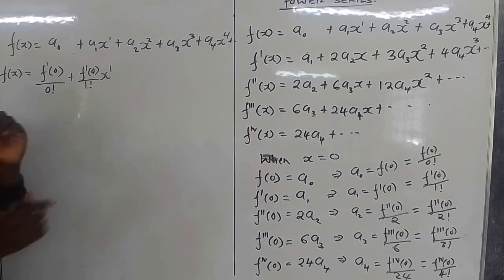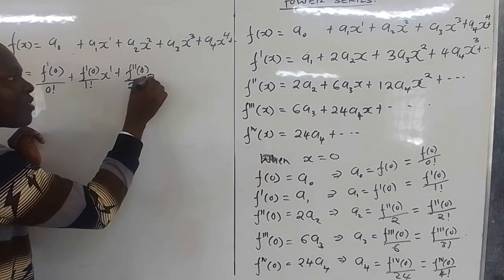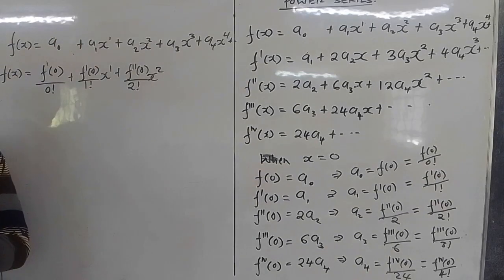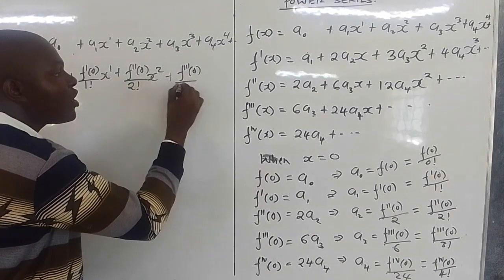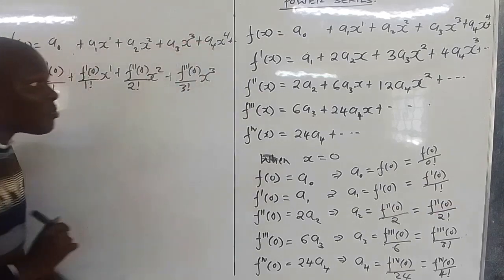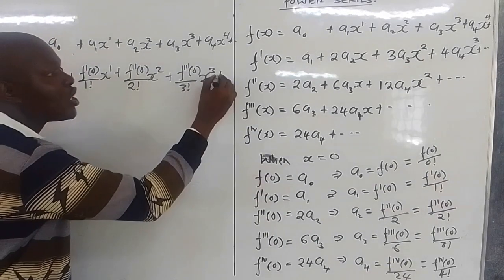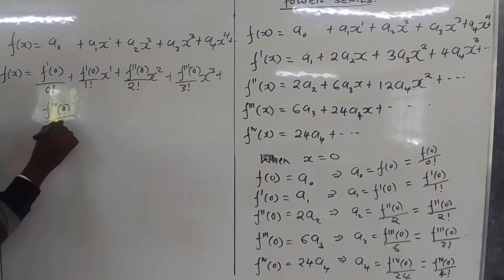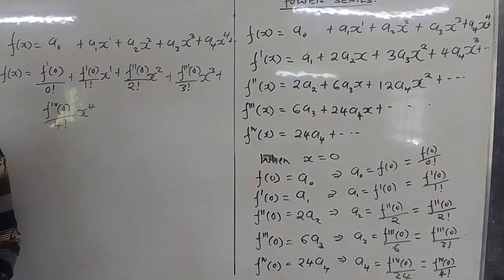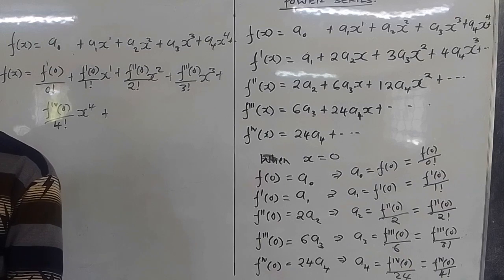Then you move on. What is A2? It means it is f double prime of 0 over 2 factorial, then x is raised to power 2. Then you move to the next one, A3. What is A3? It is f triple prime of 0 over 3 factorial, then we have x raised to power 3. You can continue with that same process: if you have f to power 4 of 0, you will have it over 4 factorial, then x raised to power 4. You can get the next ones by seeing the procedure.